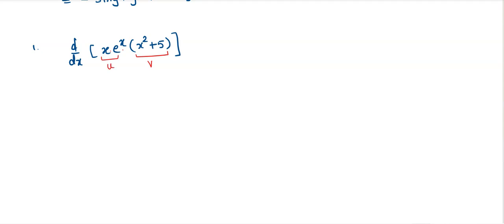So what happened here? u equals x e power x, and v equals x power 2 plus 5. Now the next step is to find the derivative of u. When you are finding the derivative of u, you have two terms here, again a product. So again you have to use the product rule. I don't want you to get confused with the notation u and v, so let's say this is a, this is b.